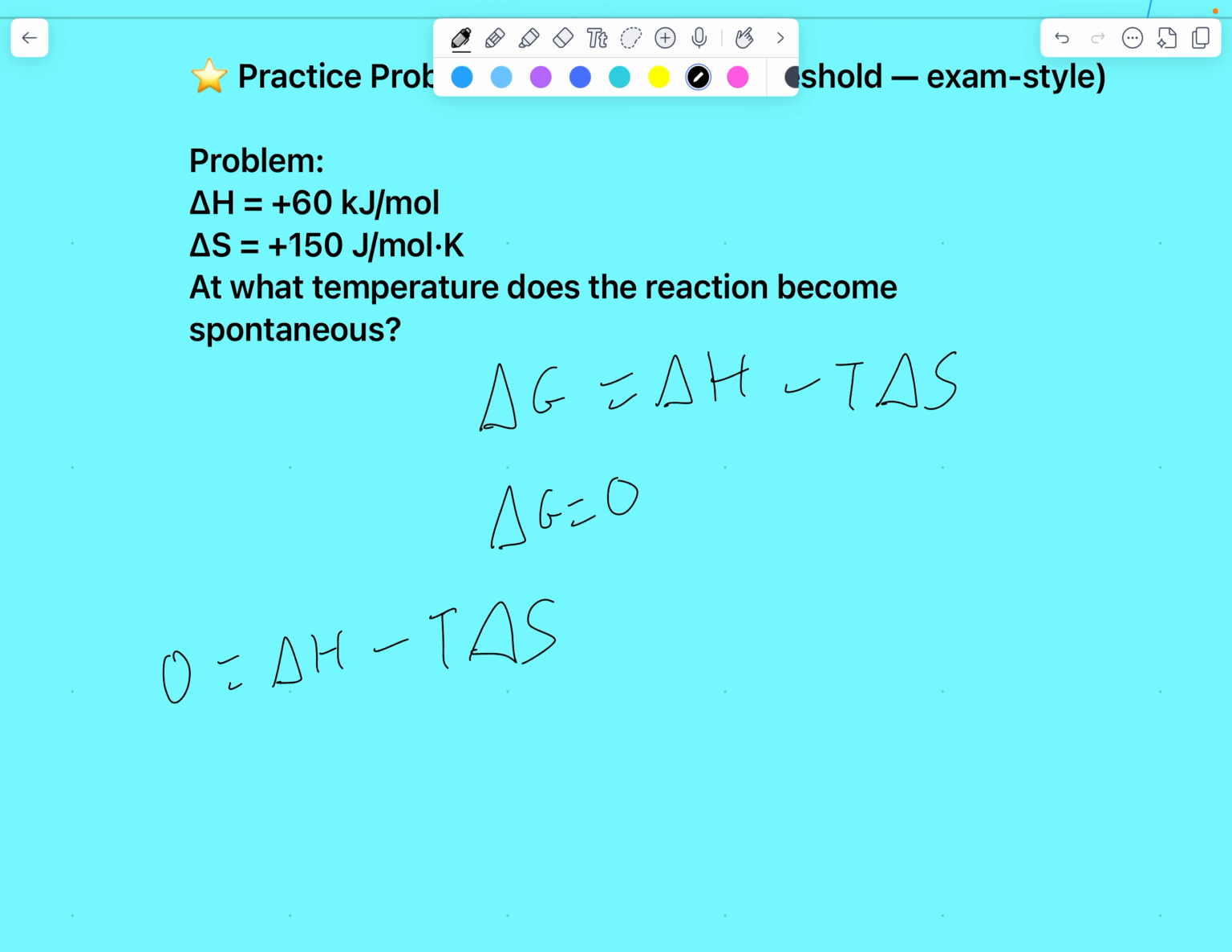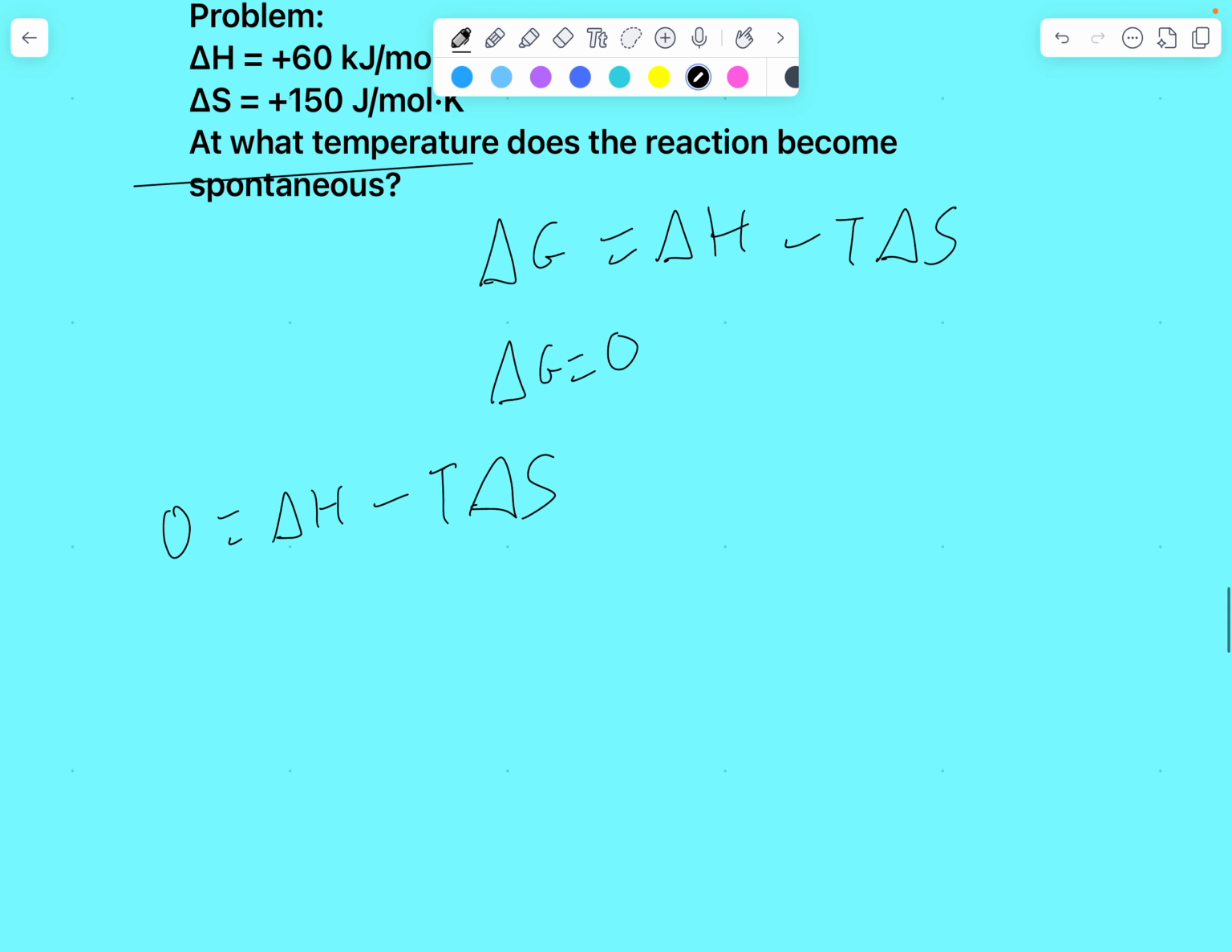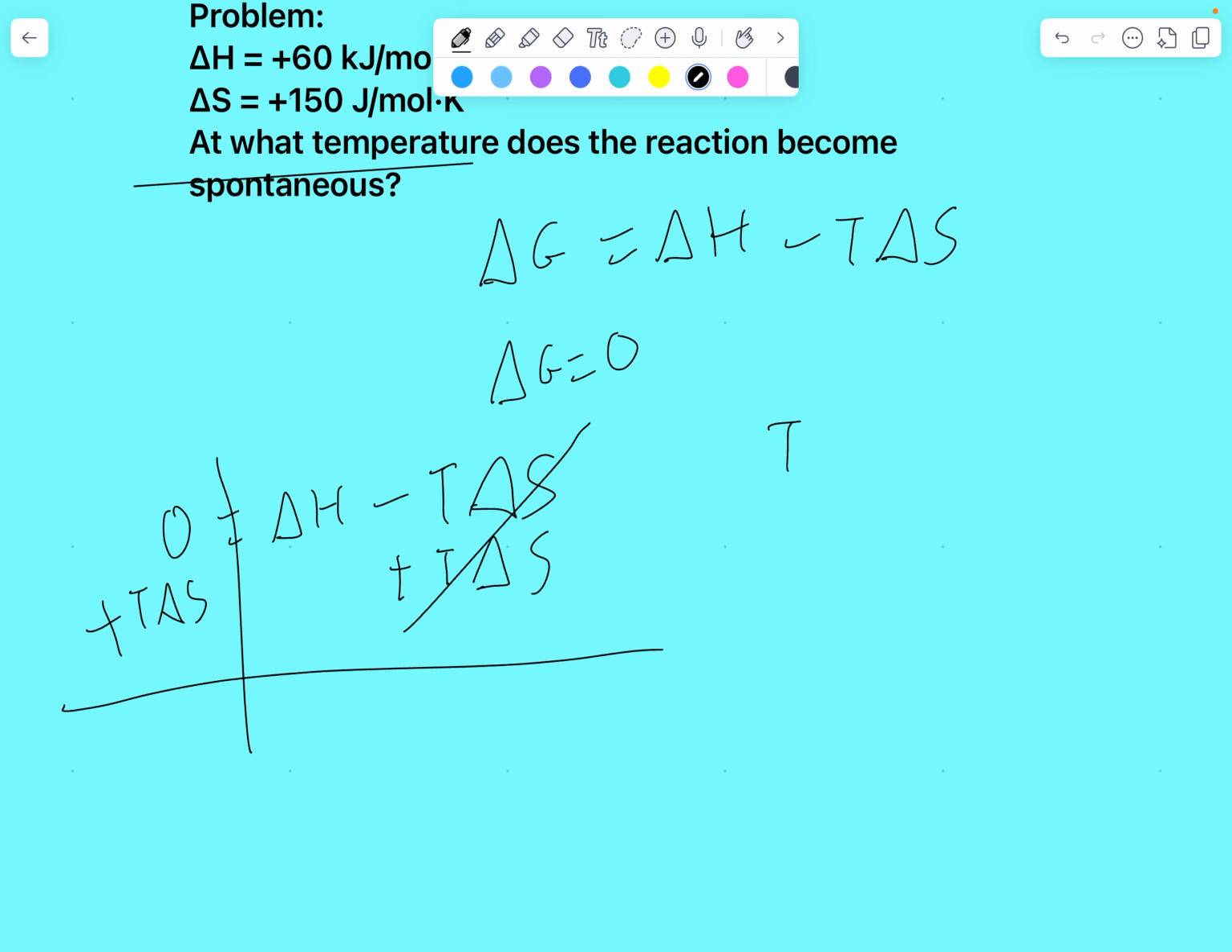So how do we know we have to move minus T delta S to the other side? Well, it's in the question: at what temperature? So we want temperature to be isolated, and we've got to find out what it is. What I do on one side, I do to the other. I'm going to add T delta S on both sides, and when I do that, I get T delta S equals delta H.